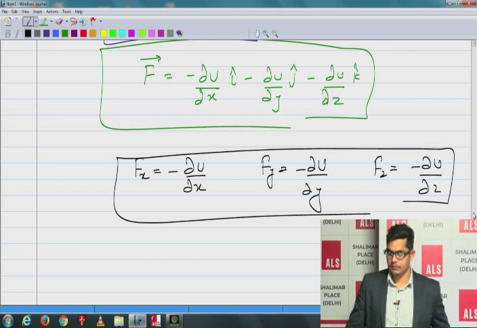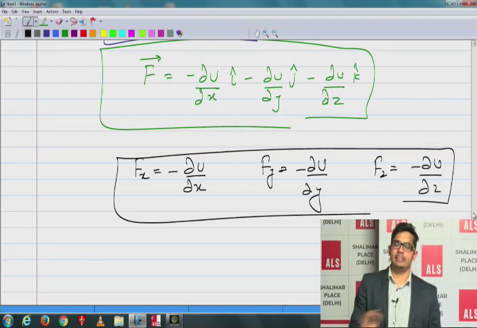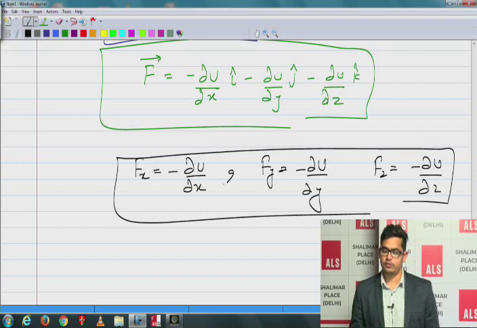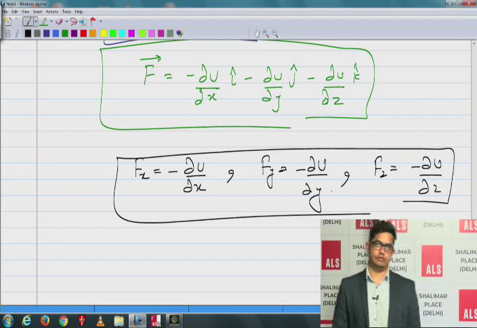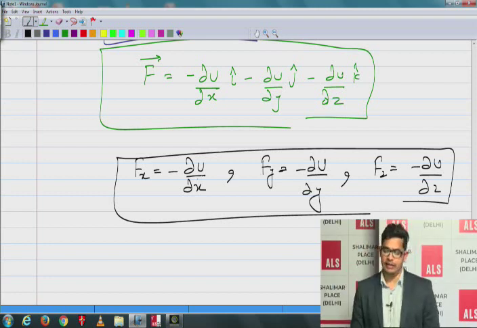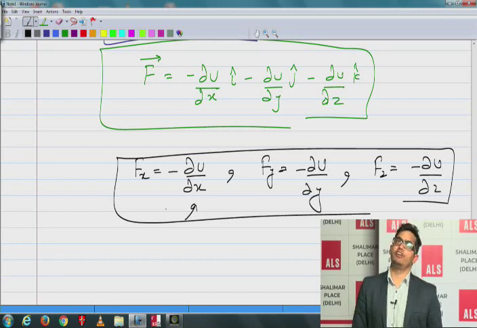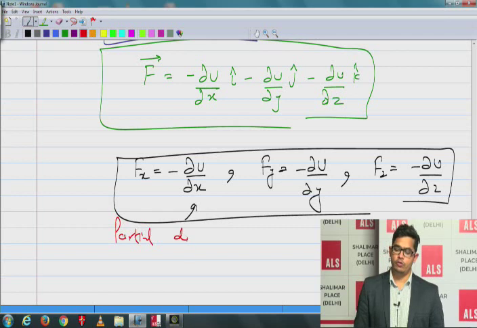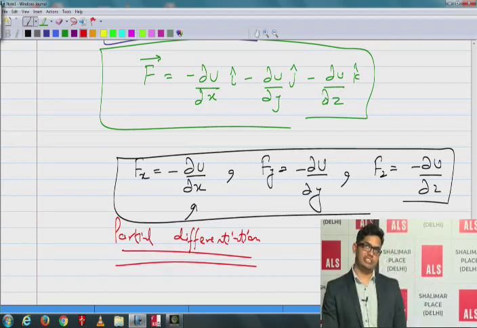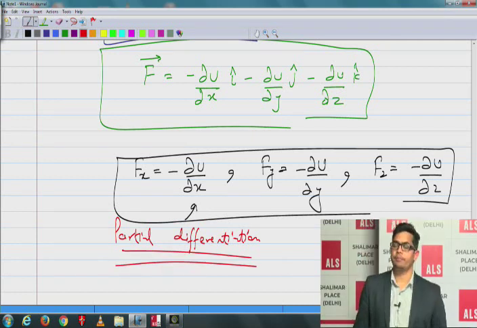Understood? Now let's discuss what this weird kind of shape means. What does this del mean? This is differentiation, but a special kind of differentiation. It is known as partial differentiation. I don't know whether you have heard of it or not. It is known as partial differentiation. Clear?